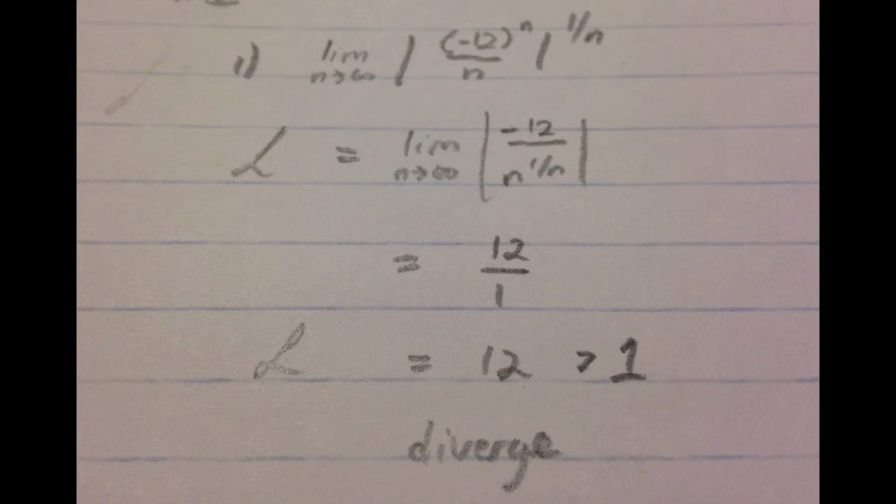And so because we have absolute values on the outside, we can just take them out and simplify to 12. And since 12 is greater than 1, we know that this series diverges, because going back to the structure of a geometric function, it'll just be repeating and adding 12 over and over and over again and never reaching a convergent number, and therefore it diverges.